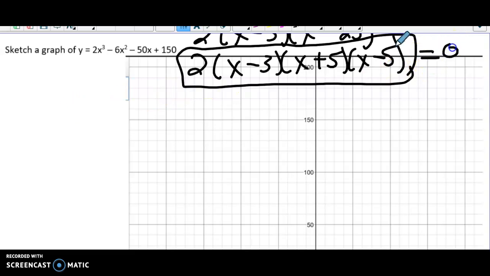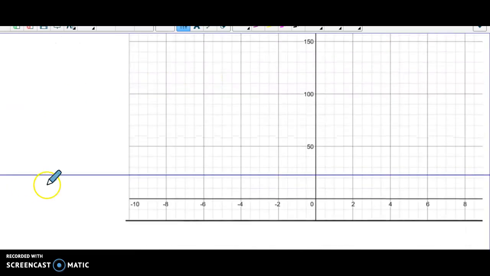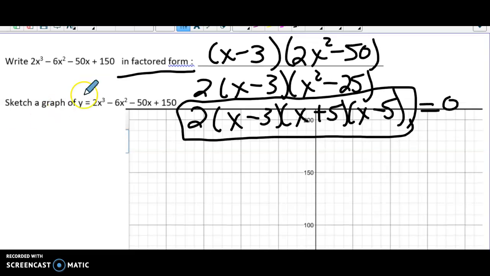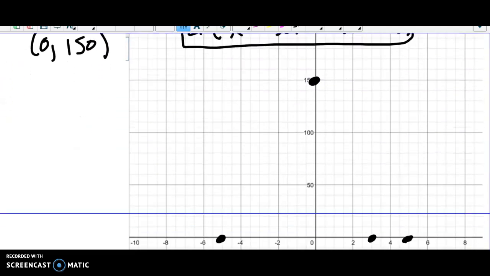I know where this equals 0. It equals 0 when x is 3, negative 5, and 5. So at 3, 5, and negative 5, I know I'm crossing, I know that y equals 0. Okay, 3, negative 5, and 5. Other things I know is that when I put 0 in for x, I get 150. I also know it's a third degree with a positive leading coefficient.